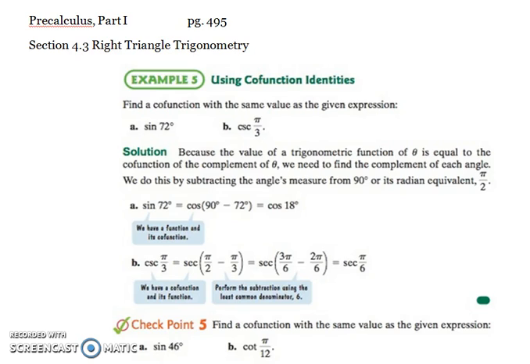This is Pre-Calculus Part 1, Section 4.3, Right Triangle Trigonometry on page 495. Example 5, using cofunction identities.